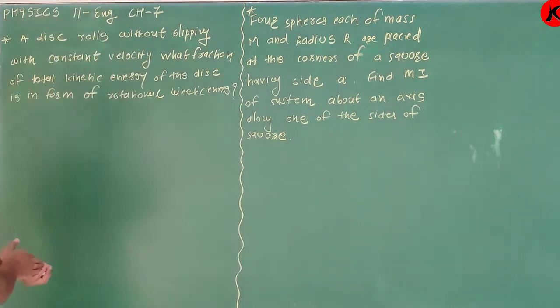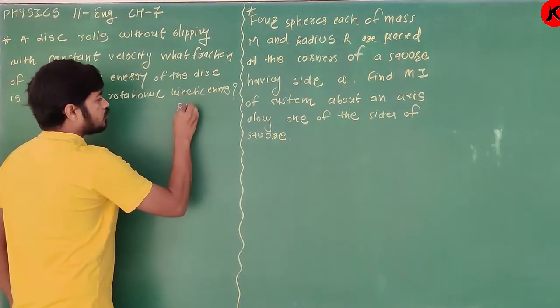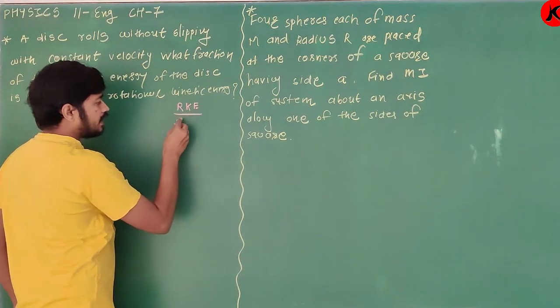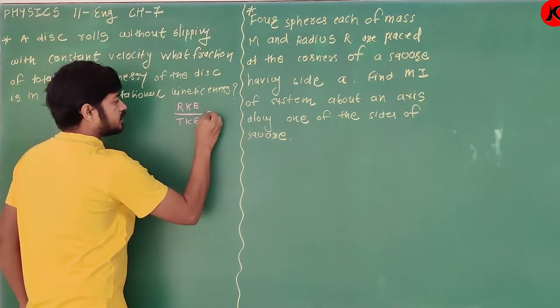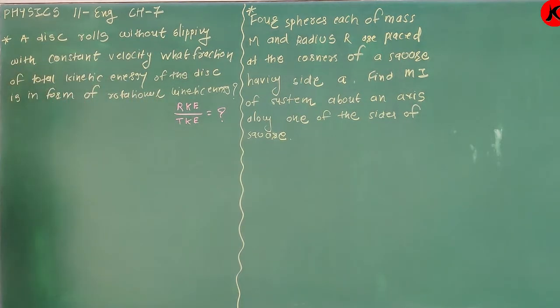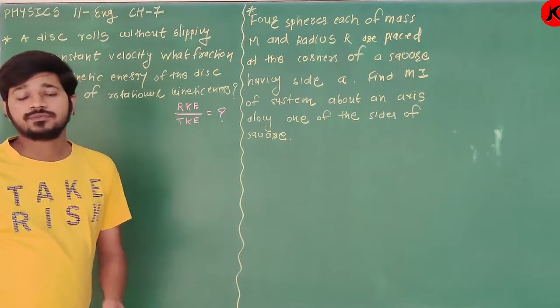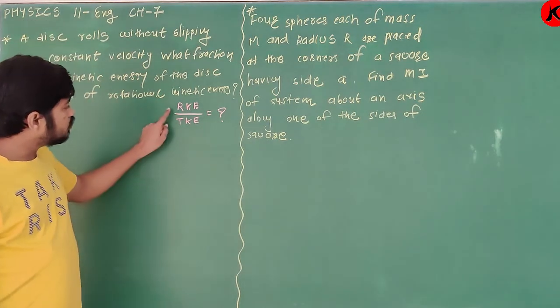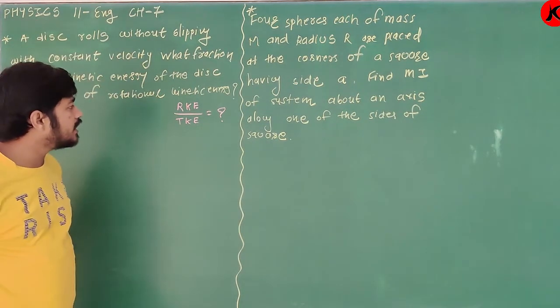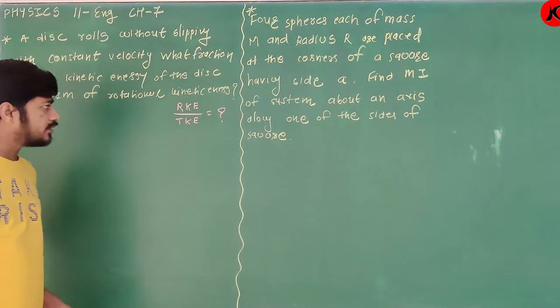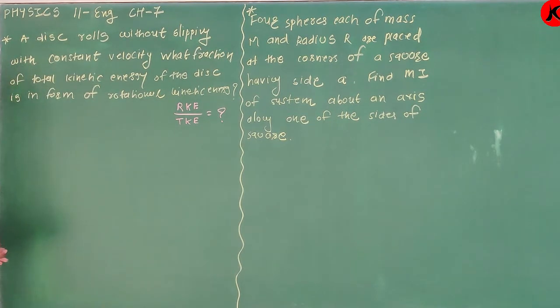But what is your question? What fraction of total kinetic energy of the disk is in the form of rotational kinetic energy? It means what you have to find: rotational kinetic energy divided by total kinetic energy. This ratio you have to find. Understand the meaning? So yes, you have to find two things: rotational kinetic energy and total kinetic energy. How to find? Actually, we have one relation, one equation.